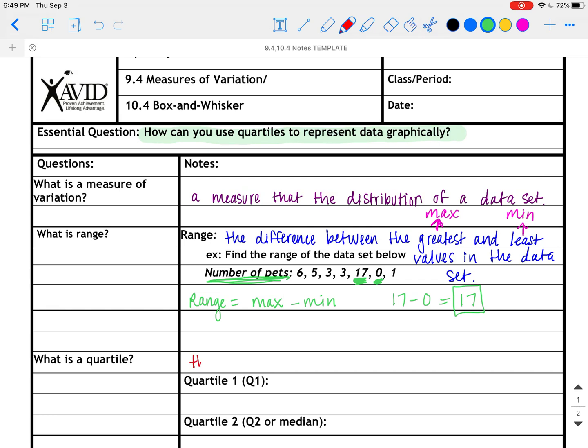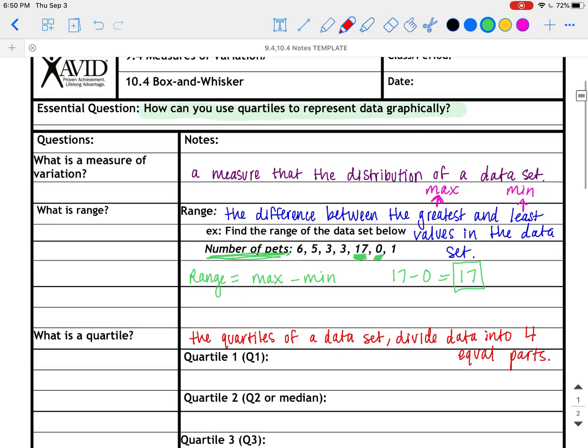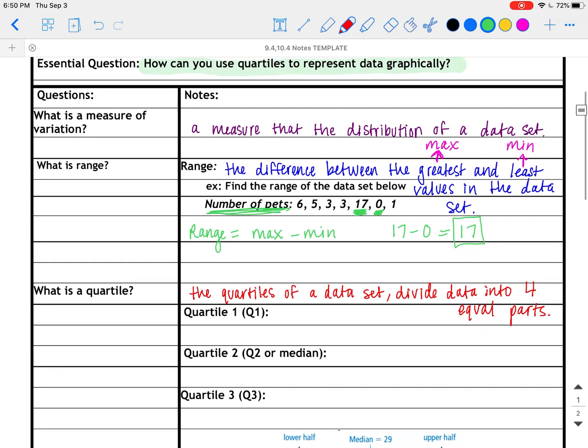The quartiles of a data set divide our data into 4 equal parts. And for those 4 equal parts, we are going to talk about 3 quartiles. You might be thinking, okay, well, if it divides it into 4 equal parts, why do we only have 3 quartiles? And I'm going to show you right over here to the side.